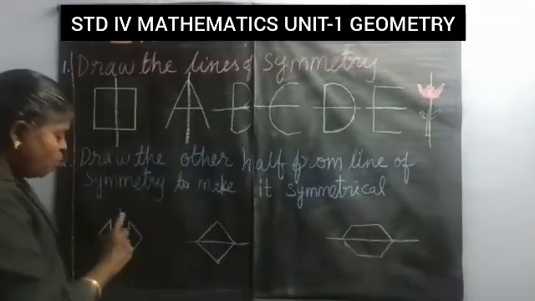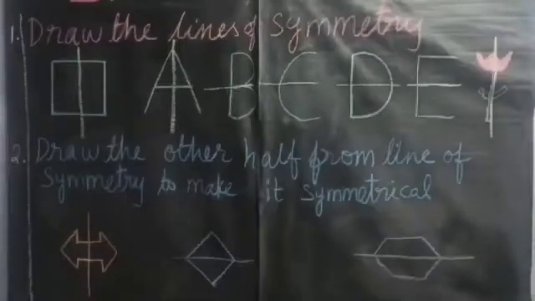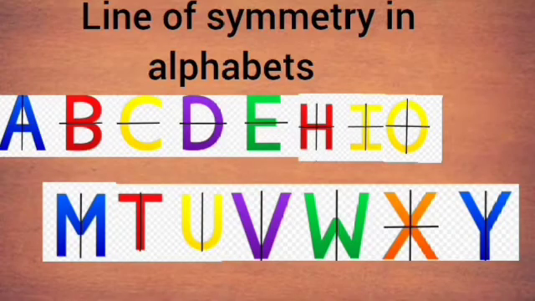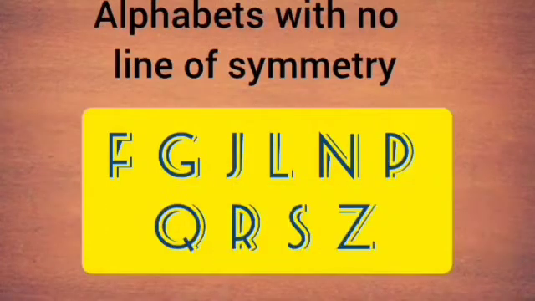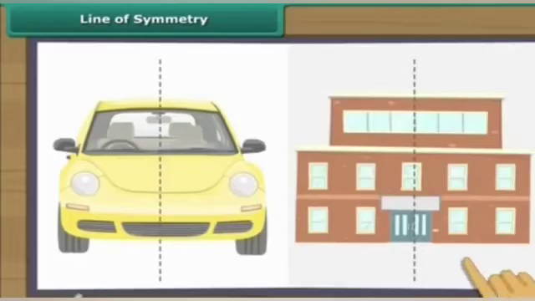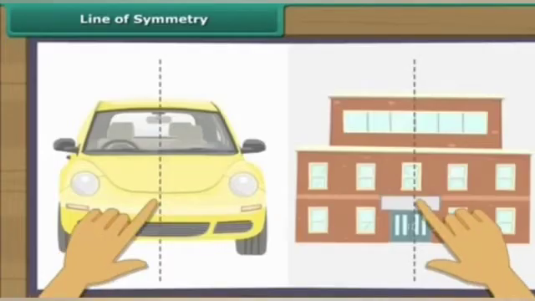So it becomes whole shape. The following letters are symmetric and have line of symmetry. The following letters are non-symmetric and do not have line of symmetry. Look at these figures. The line you can see is the line of symmetry of these figures.